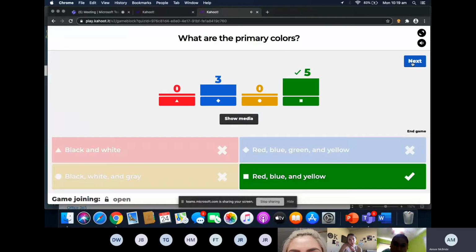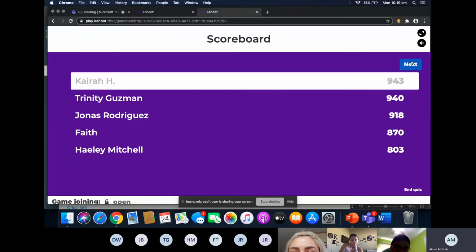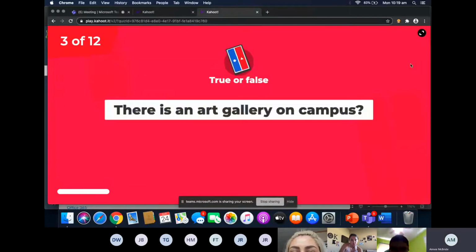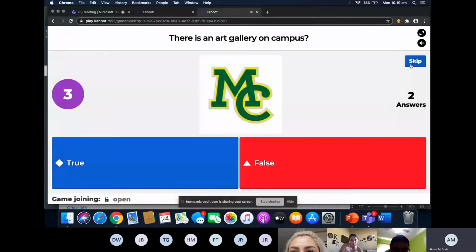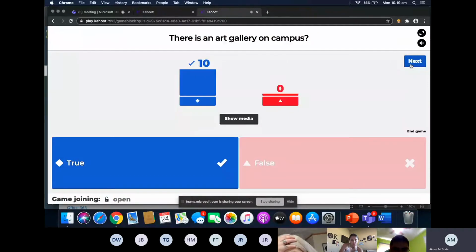Some of you fell for that one too. So our primary colors are red, blue, and yellow. Green is a secondary color made from combining blue and yellow. Yay, no one missed that one.